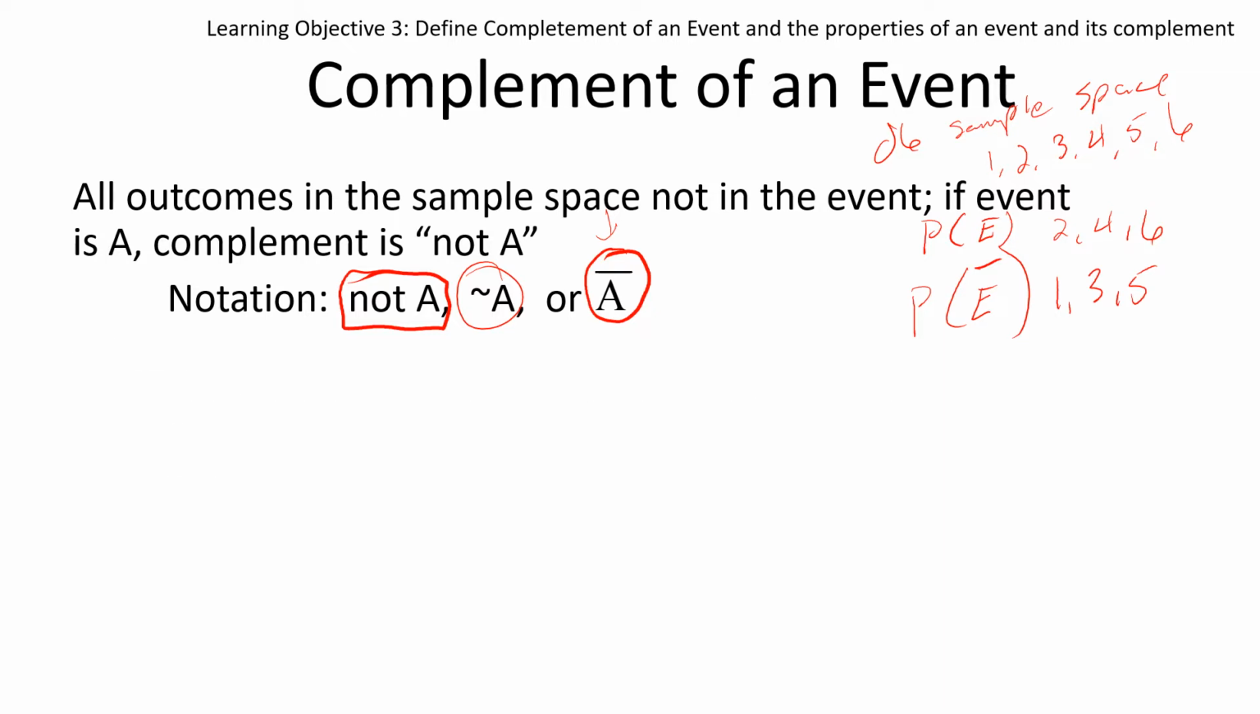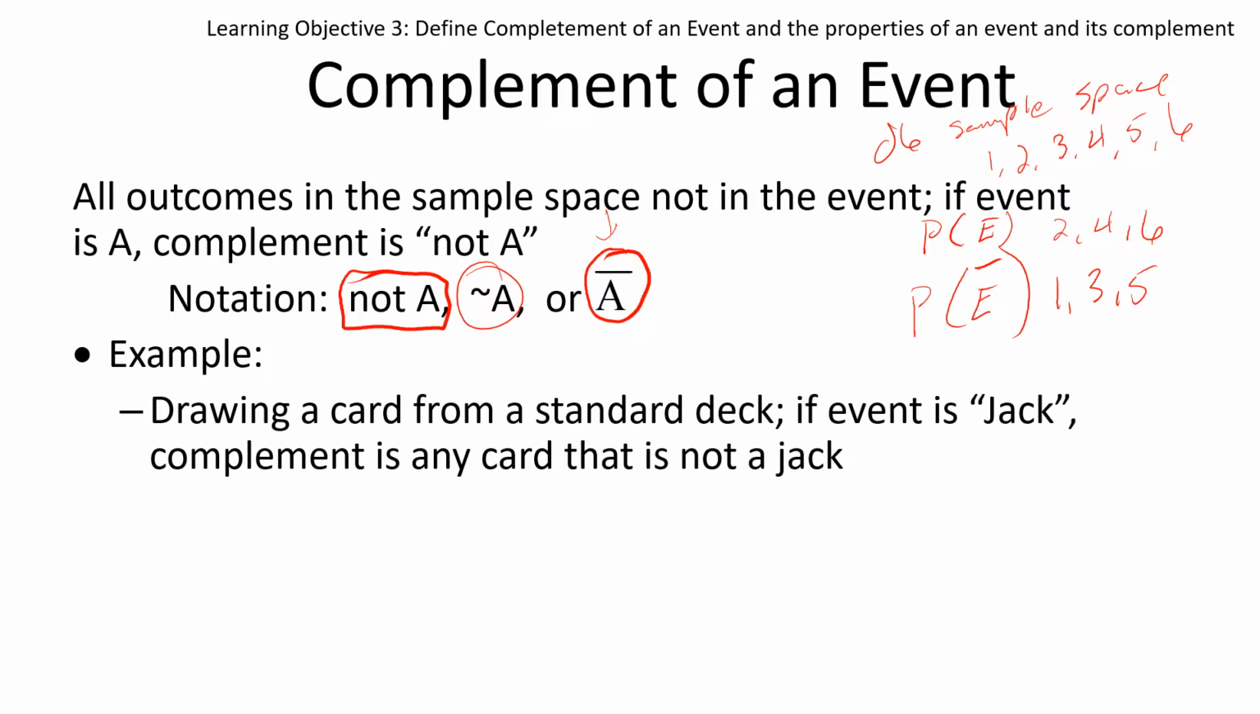How about, let's say we said drawing a card from a standard deck, if the event is a jack, so any of the 4 jacks, the event is a jack, then the complement is any card that's not a jack. So this would be jack, and then the complement would be not jack, or squiggle jack. You're going to see me almost always write it like this, but say not jack.